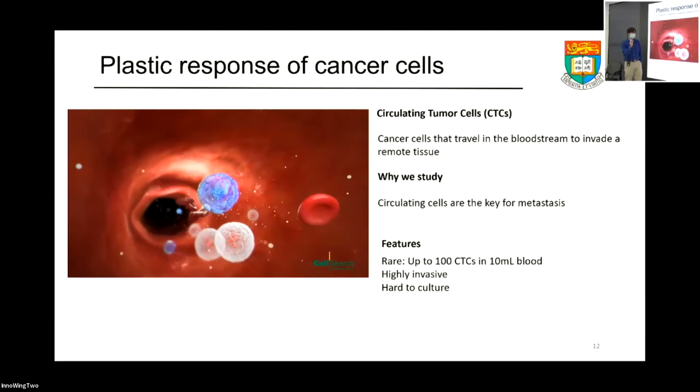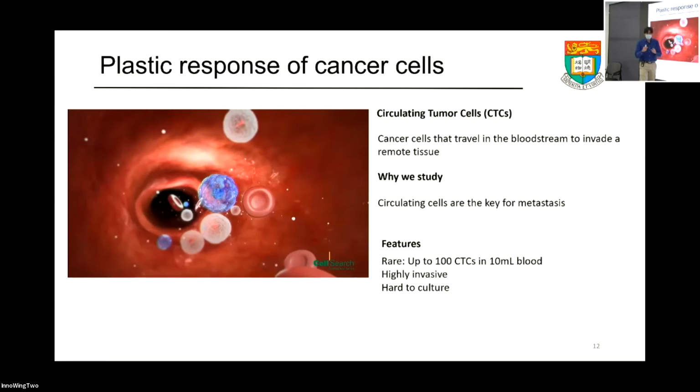Circulating tumor cells are cells that, when our tumor cell in the primary site tends to escape from that site, enter our circulation system to invade a second organ. That's what we call cancer metastasis. Okay, this is a very dangerous process because that means the spread of the cancer.